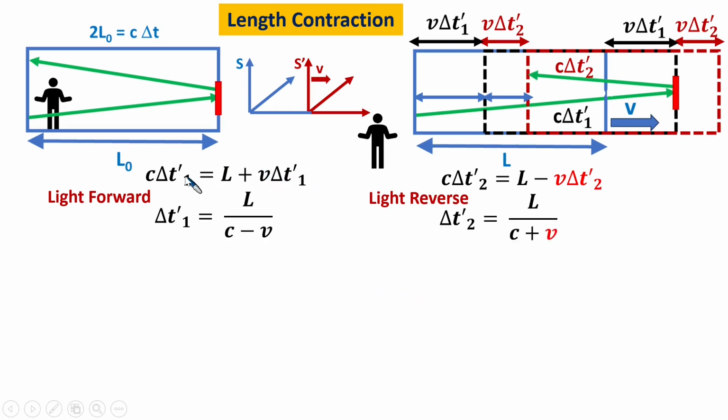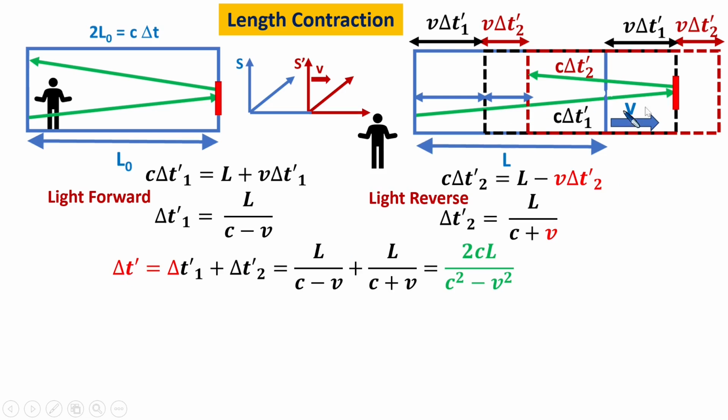So I bring this to the left-hand side and take delta t1 prime common. This will be c minus v, so delta t1 prime is L by c minus v. On the way back, delta t2 prime is similar: you bring this minus over and it becomes plus, so take the common factor. So delta t2 prime is L by c plus v. As I said earlier, I now add these two, delta t1 prime and delta t2 prime. When I add them and do the cross multiplication, you get this quantity for delta t prime.